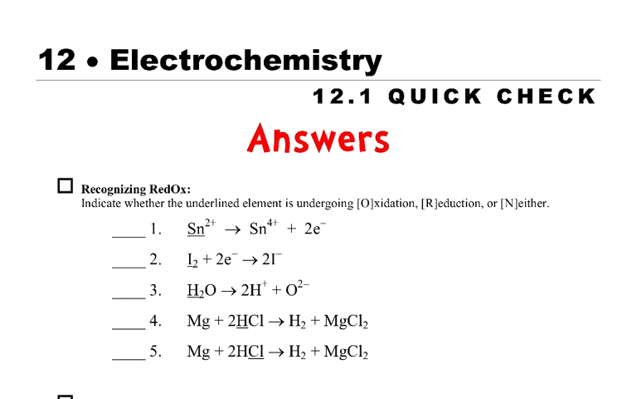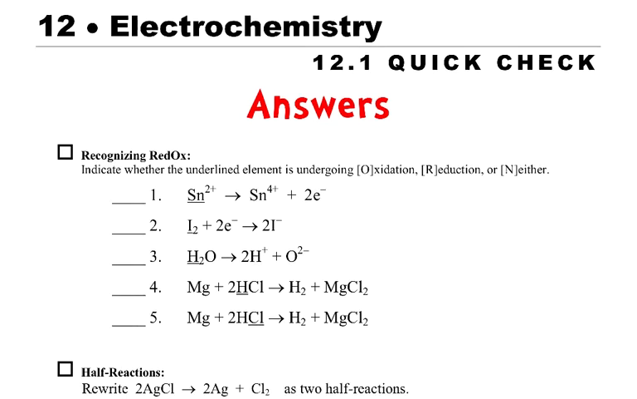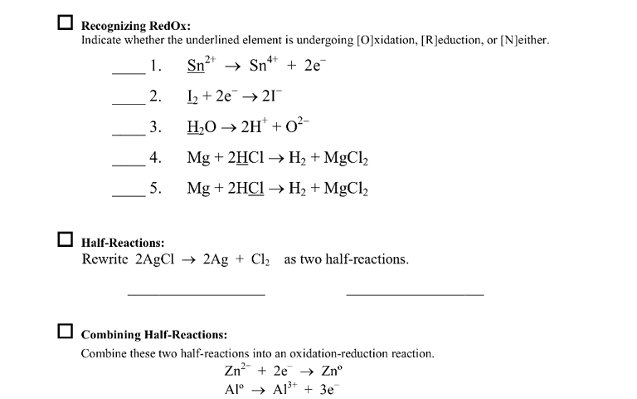Okay, I'm going to go over the answers here for this 12.1 quick check. The first one here is to figure out whether something is oxidation or reduction. And so we'll just look at the clues. This first one here, here's Sn2+ going to Sn4+. When the charge goes up, that is oxidation. Okay, when it goes down, that's reduction. And if it stays the same, it's neither one.